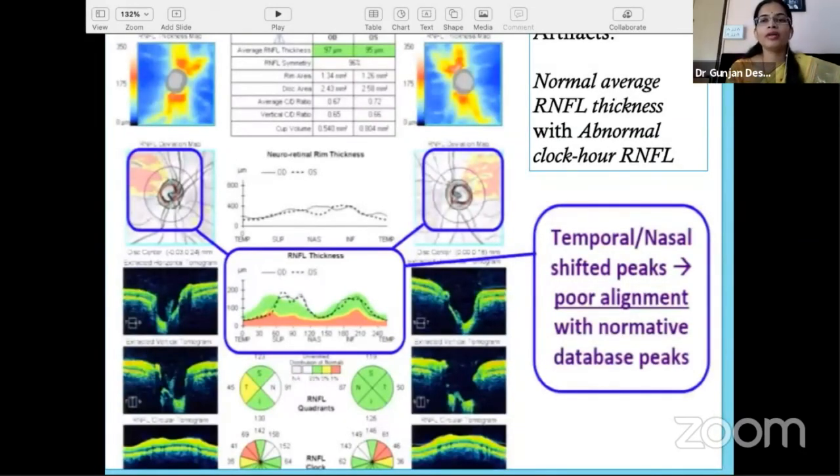We have certain patients in which we have temporal or nasal shifted peaks, and because of this shifting of the peaks, the distribution of the normal RNFL changes. The superior bundle goes either nasally or temporally, the inferior bundle either goes nasally or temporally, and therefore this leads to poor alignment with the normative database, and we can have false damage. As we can see in this patient, the patient has a tilted disc over here, and therefore normal average RNFL thickness should also be considered in patients who have an abnormal clock RNFL.